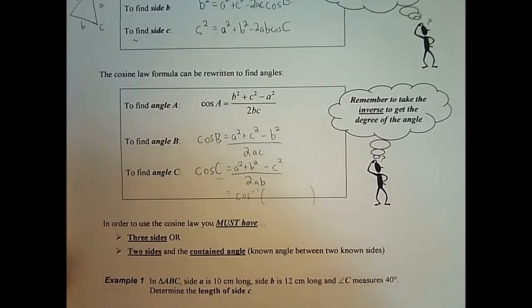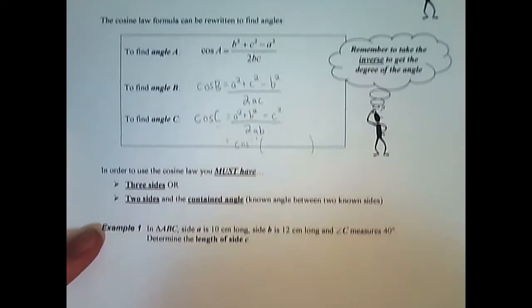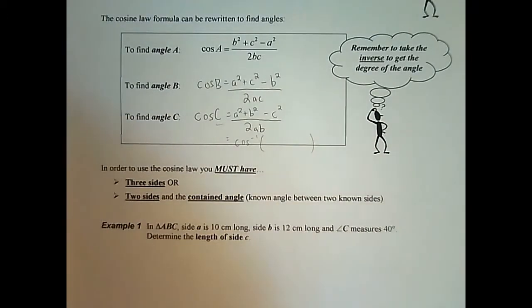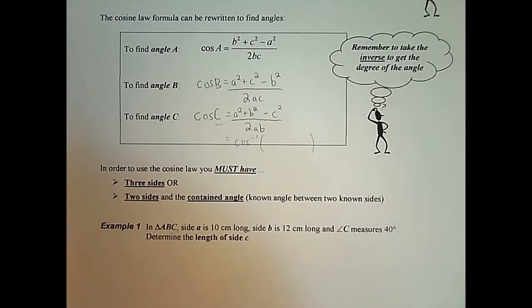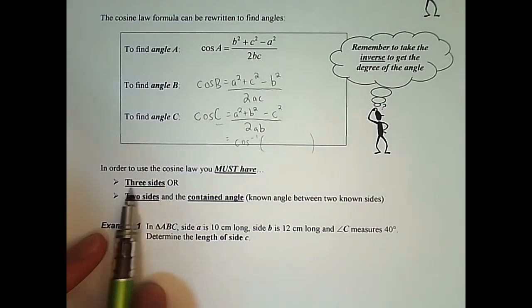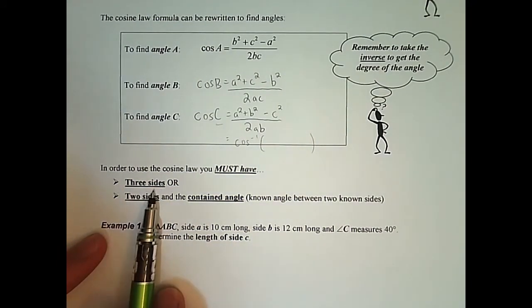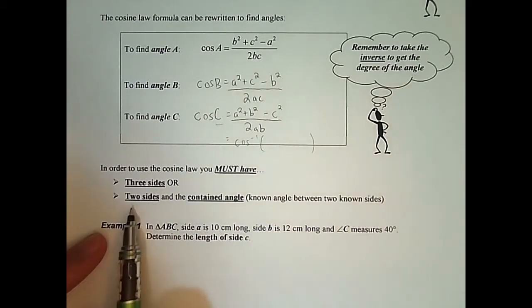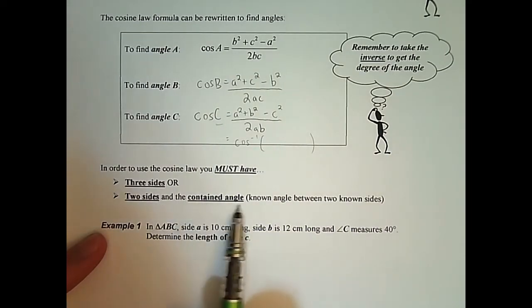So the last thing we need to know is, when do we use cosine law? Because sometimes we can't use it, and sometimes we'll have to use sine law instead. But there are times where we can't use sine law, so we have to use cosine law. So when does that happen? Well, if I know 3 side lengths and no angles, or if I know 2 sides and the contained angle.